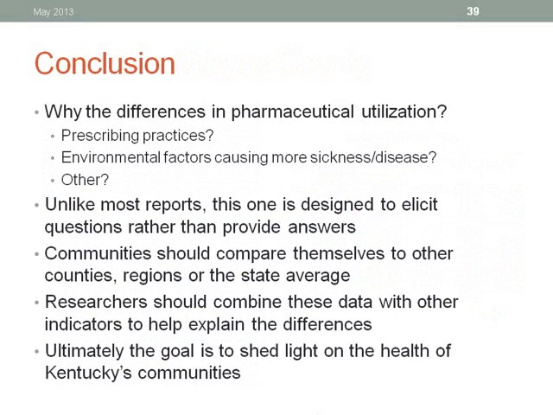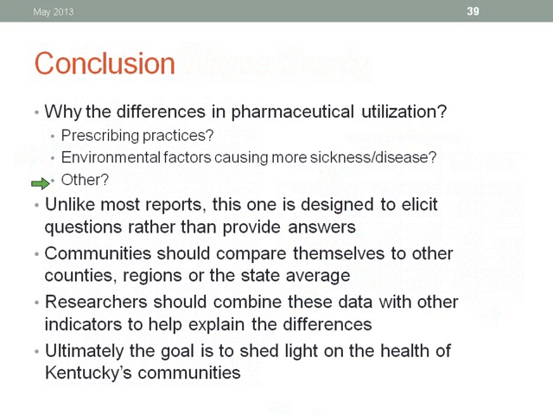So in conclusion, why the differences in pharmaceutical utilization? Is it because of prescribing practices? You've got a provider in one county who prefers one kind of drug in a therapeutic class, and a provider in another county who prefers another? Or are there some environmental factors causing more sickness or disease in some of these counties, or is there something else going on?